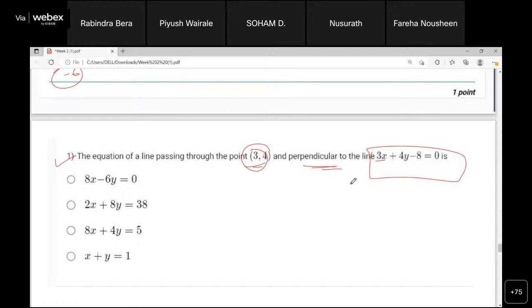Sir, first we will get the slope of this line from the given equation, and we will get the slope of the other line. Then we will use the slope intercept form and take the slope of the equation. Okay. Great. So what is the slope of this line?